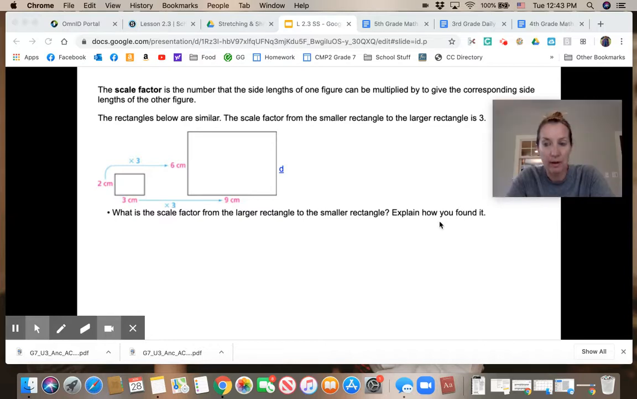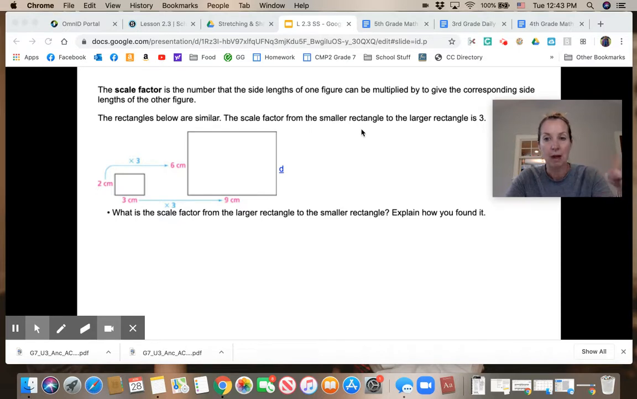Now, here's where we want to slow down and read carefully. It says, what is the scale factor from the larger rectangle to the smaller rectangle? Explain how you found it. So how are we going from 6 to 2? Your first thought might be that you're going to divide by 3, right? Up at the top, it says the side lengths of one figure can be multiplied by to give the corresponding. So what can we multiply by to go from 6 to 2?